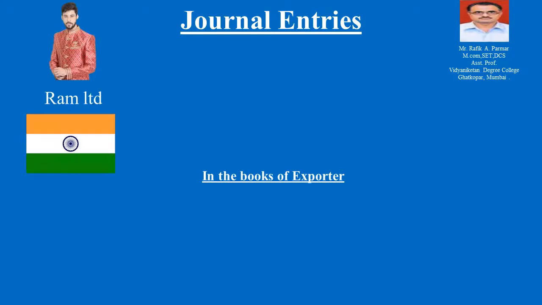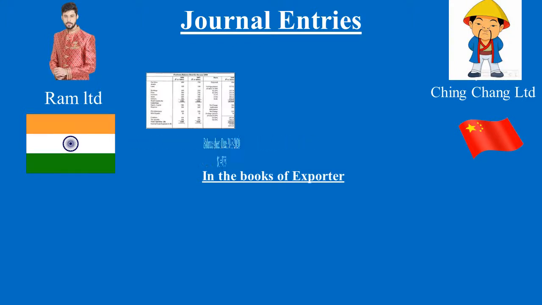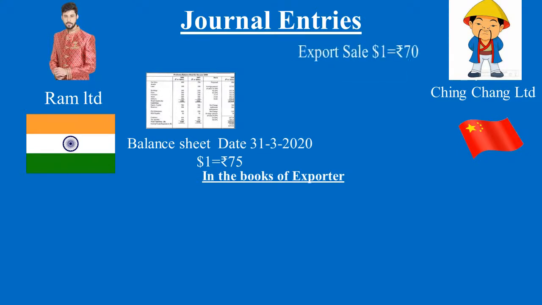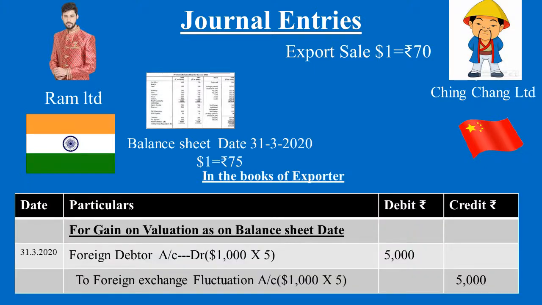Next, there can also be a profit, that is called gain, at the time of valuation. So again, at the time of balance sheet, suppose $1 is 75, and at the time of export sale the dollar rate was 70. That means my dollar rate is increased by 5 rupees. Since it is increased by 5 rupees, my foreign debtor value is increased by 5 rupees. If my foreign debtor is increased, that means it is a gain for me. So gain means we have to credit foreign exchange fluctuation and debit foreign debtor. So the entry will be foreign debtor account debit to foreign exchange fluctuation.